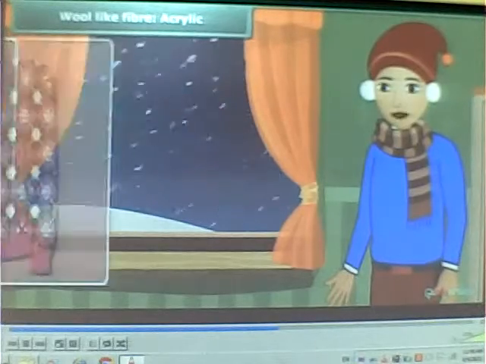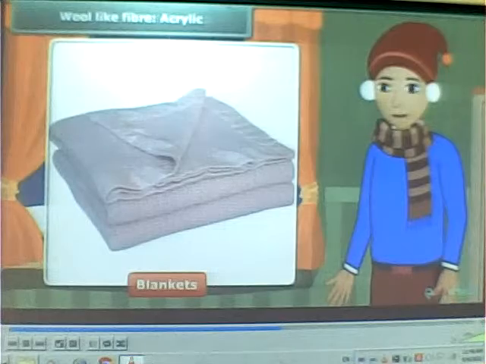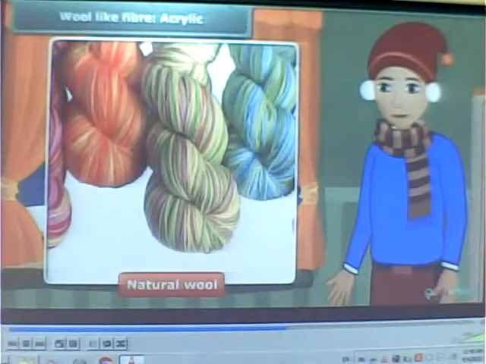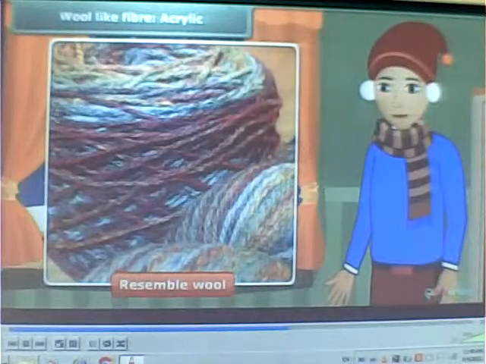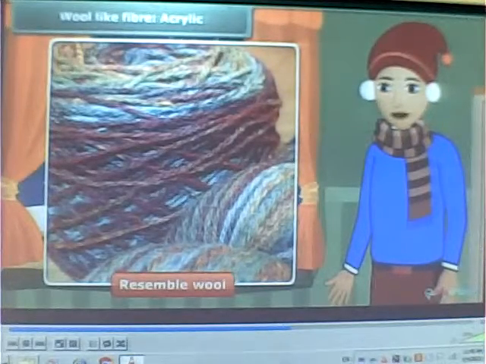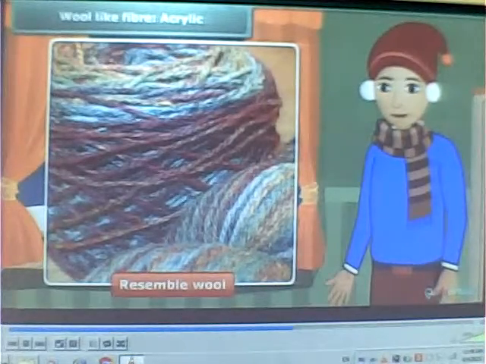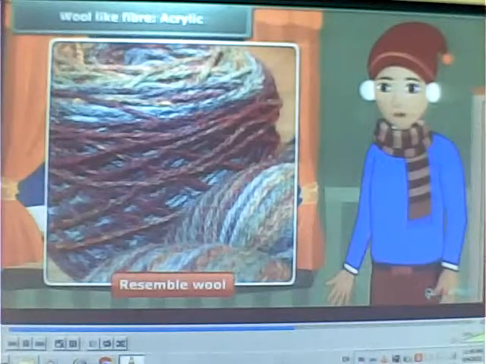To protect us against cold winters, we wear sweaters and shawls and use blankets. Do you know that many of these are actually not made from natural wool, though they appear to resemble wool? You would be wondering how these are prepared. Well, these are prepared from acrylic fibers.